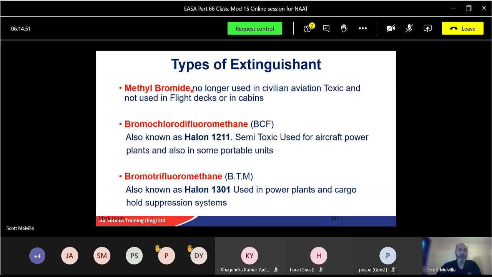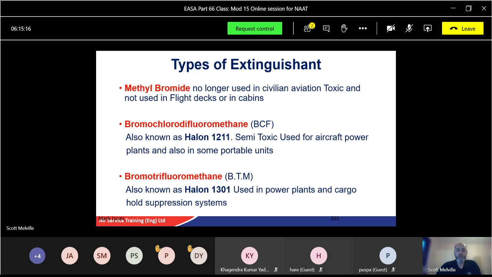Methyl bromide, no longer used, very toxic. BCF, known as 1211. BTM, known as 1301. Halon 1301 and halon 1211. Good ones to highlight there, remember those ones. Just a quick recap on those ones. Methyl bromide boils at minus 4.6 degrees C, nasty stuff.